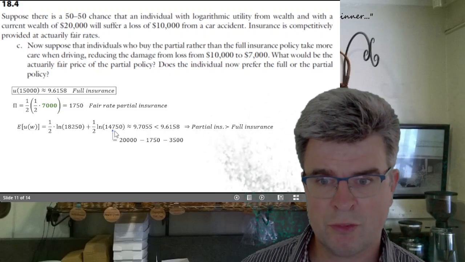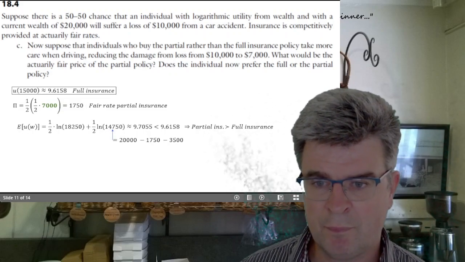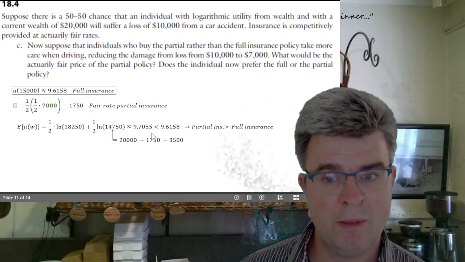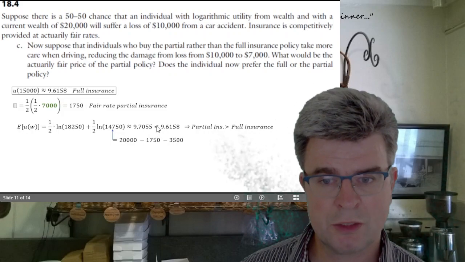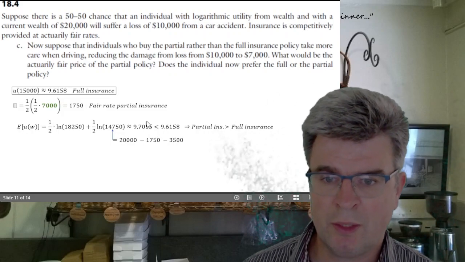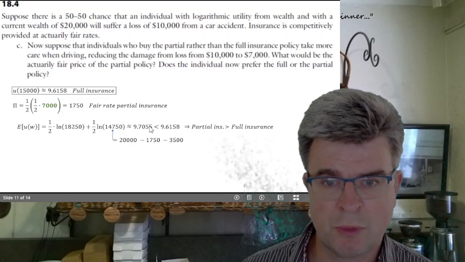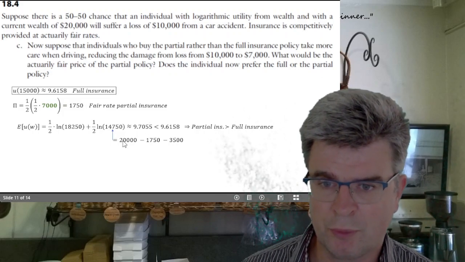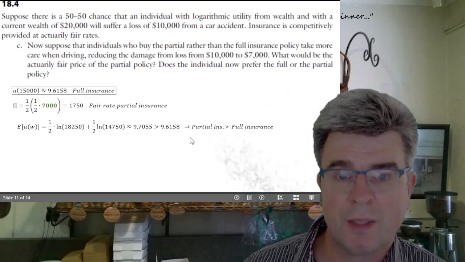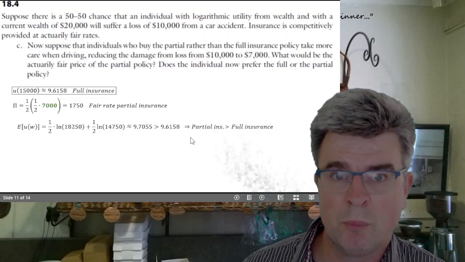14,750 in case of an accident, and summing the logarithms we get to a value of 9.70, which is not less but more than 9.61. So in this case partial insurance is preferred over full insurance. This is the final outcome, and that completes exercise 18.4.